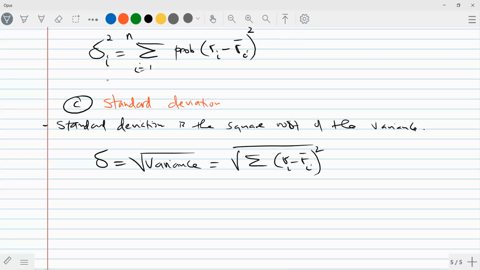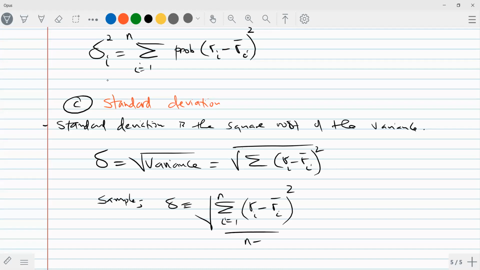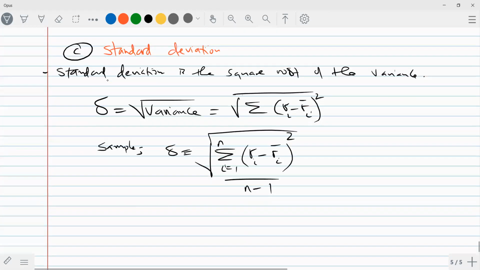If the data set was from a sample, then the standard deviation will be equal to the square root of the variance from the sample, the sum from the first data set to the nth data set of the deviation squared, divided by n minus 1. That is in case of a sample.